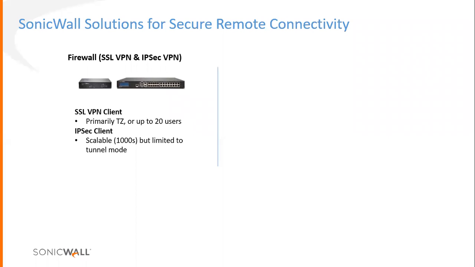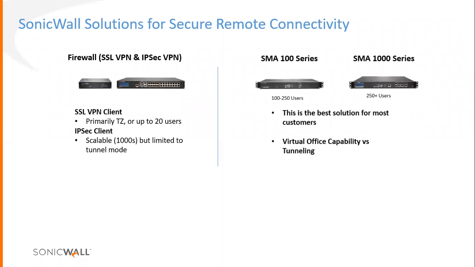So of course, if you want to establish the SSL VPN or the IPsec VPN, you can set it up from the firewall itself. If you have a few users, for our TZ series and also NSA series, we can support up to 20 or up to 1,000 users, depending on whether you are using the SSL VPN or the IPsec client. But if you have more than 250 users or more than 1,000 users, we recommend the SMA series, either the 100 series or 1000 series. This is the best solution for most customers.